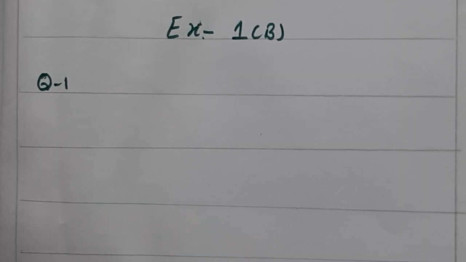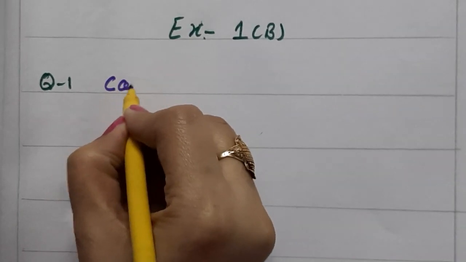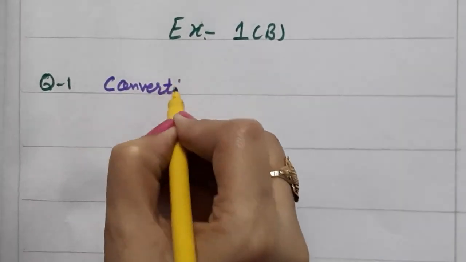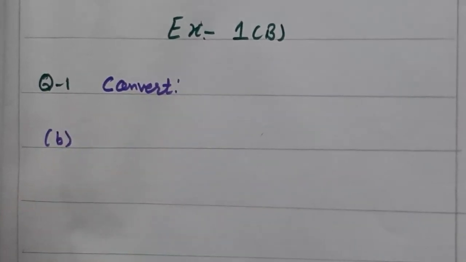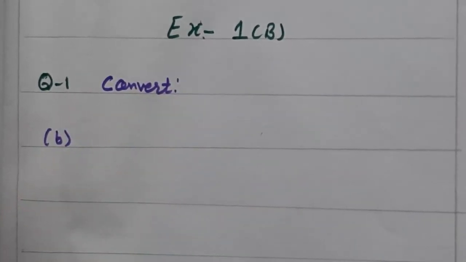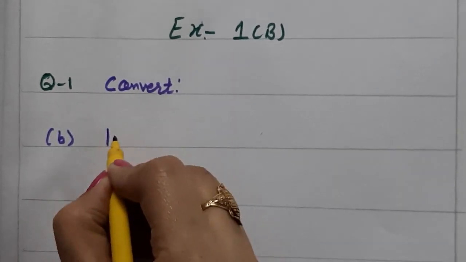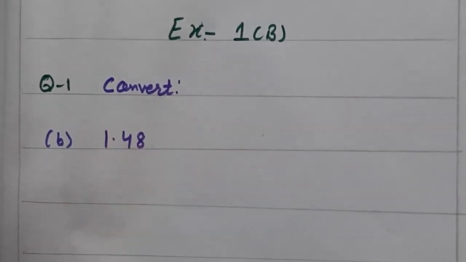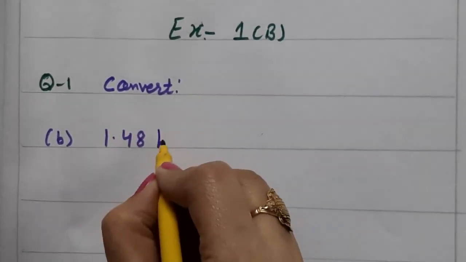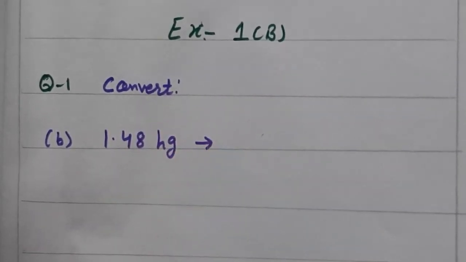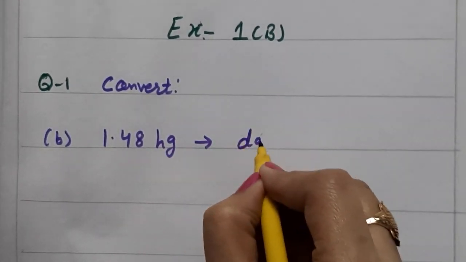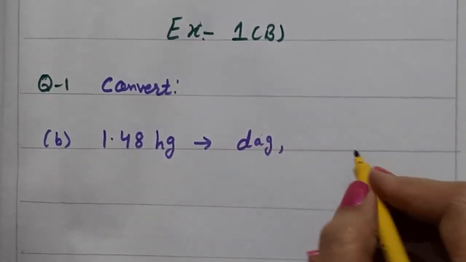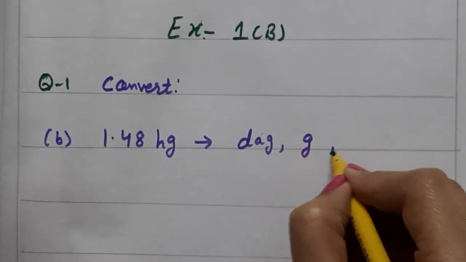Question number 1. Convert into smaller units. Conversion sums are there. B part we will do. 1.48 hectogram, we have to convert it into decagram, gram and decigram.